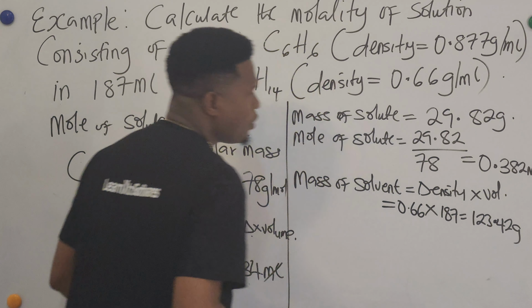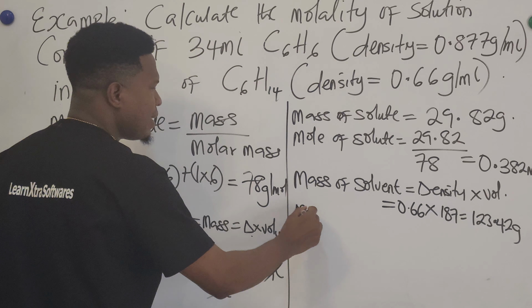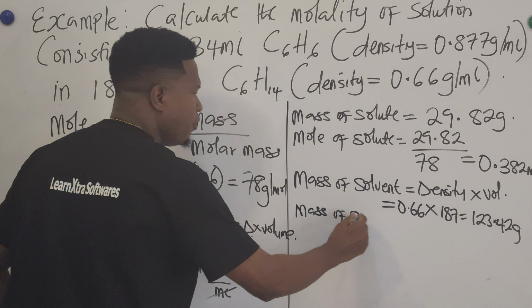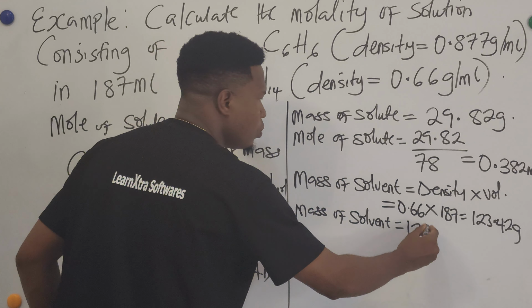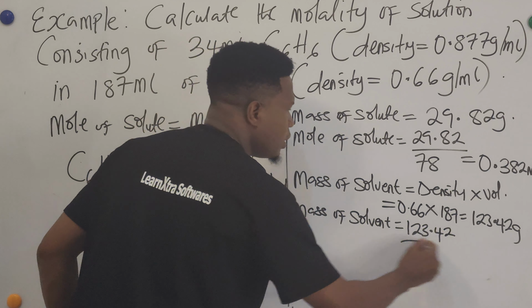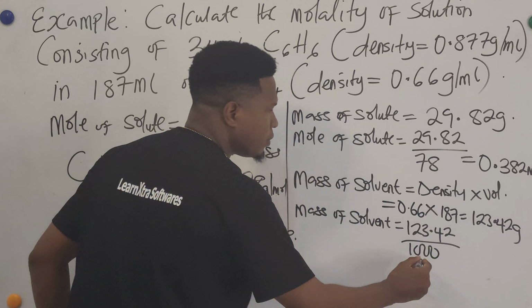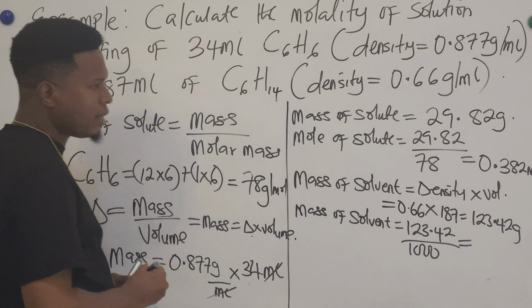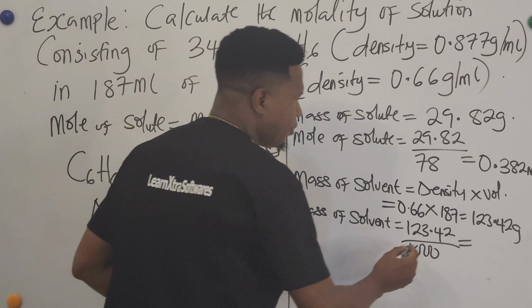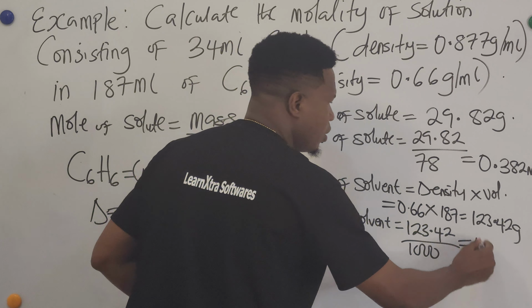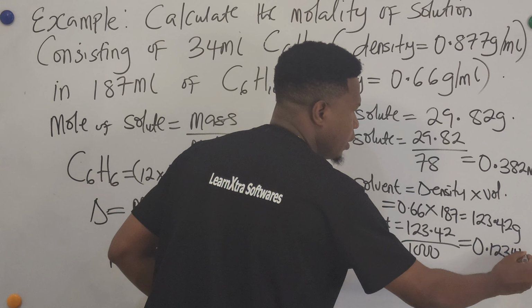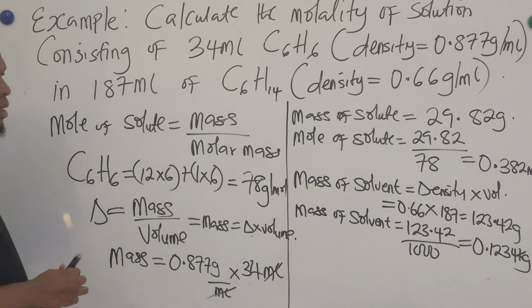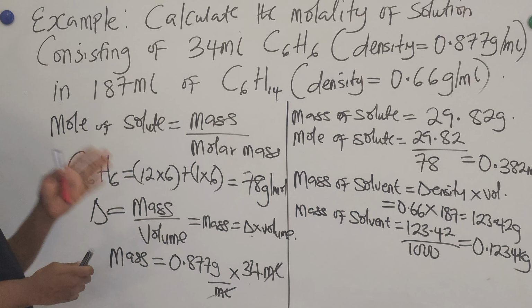But remember, it must be in kilograms. So mass of solvent is equal to 123.42 divided by 1000. So when you do that, what will you have? You have 0.1234 kilogram. Right? That is the mass of the solvent.